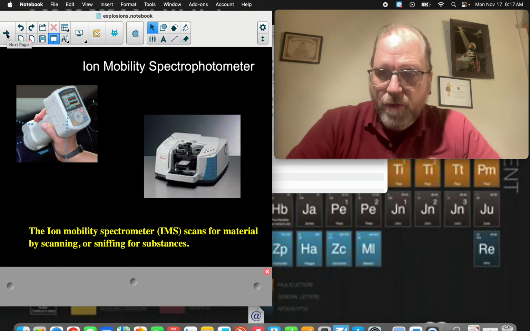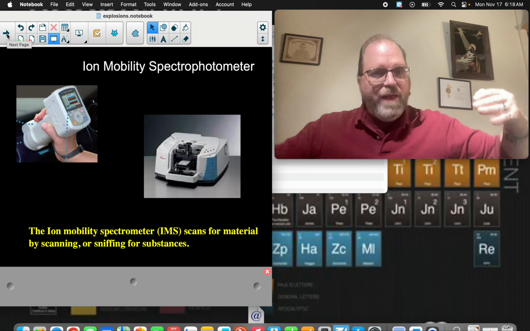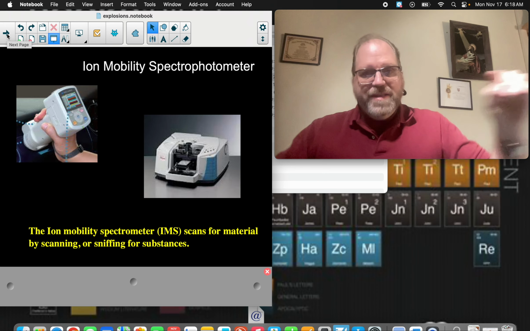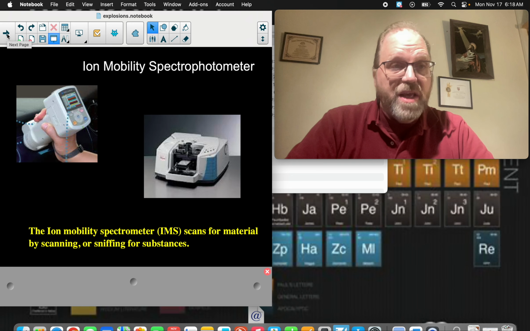But those kinds of things are really sensitive. What they do is they blow air in it and suck it out, and then they run it through a spectrophotometer and identify the presence of any drugs or explosives in that way.